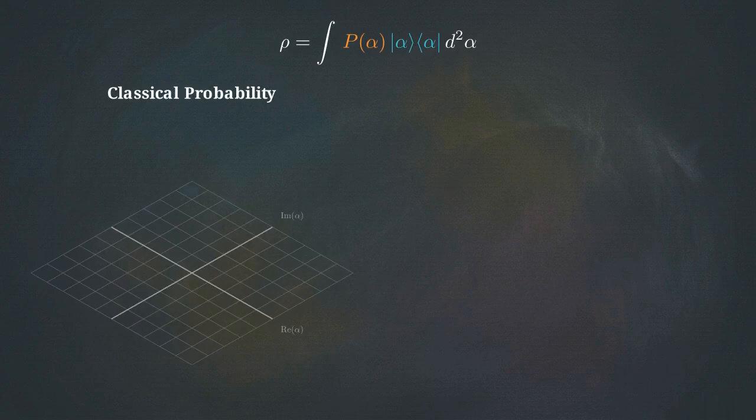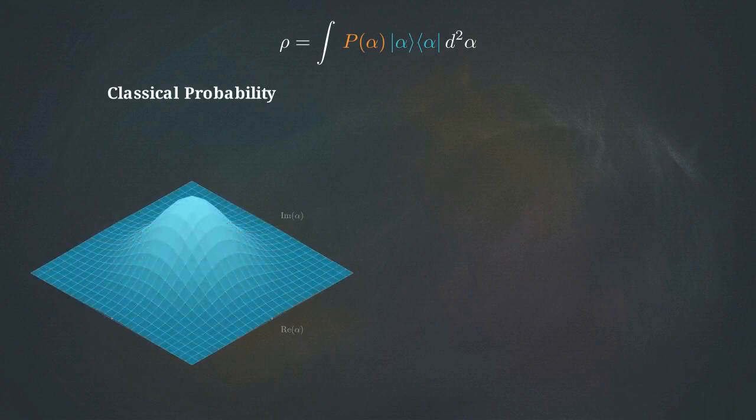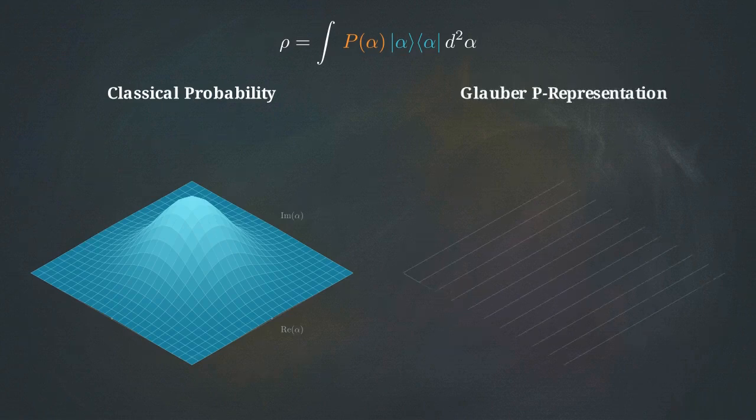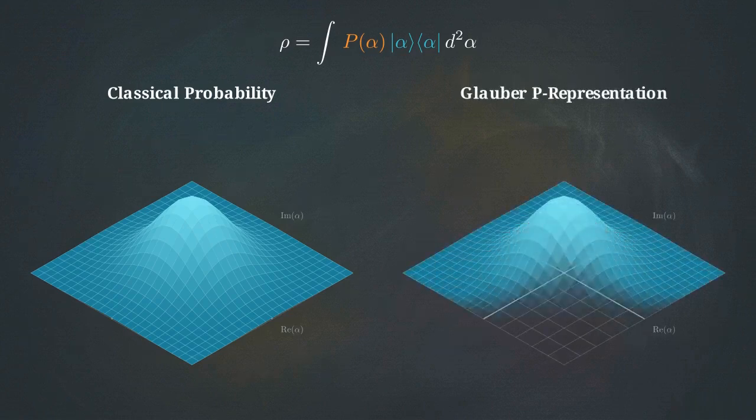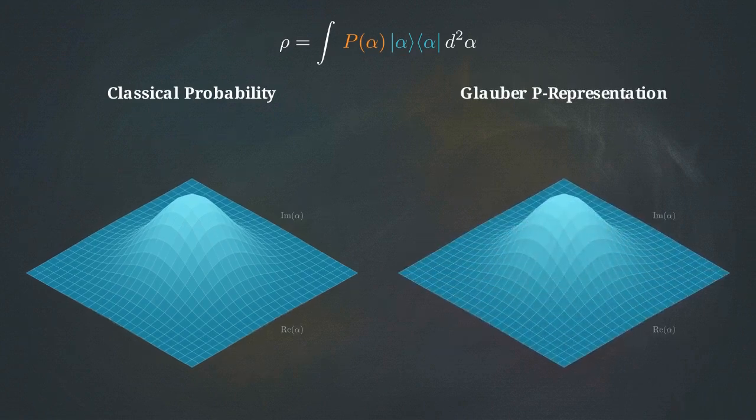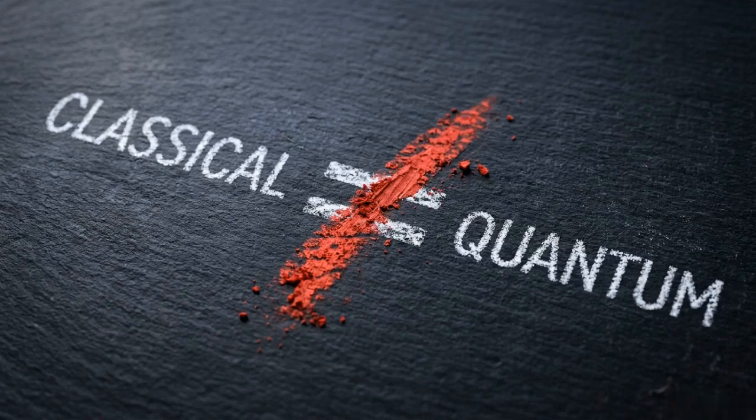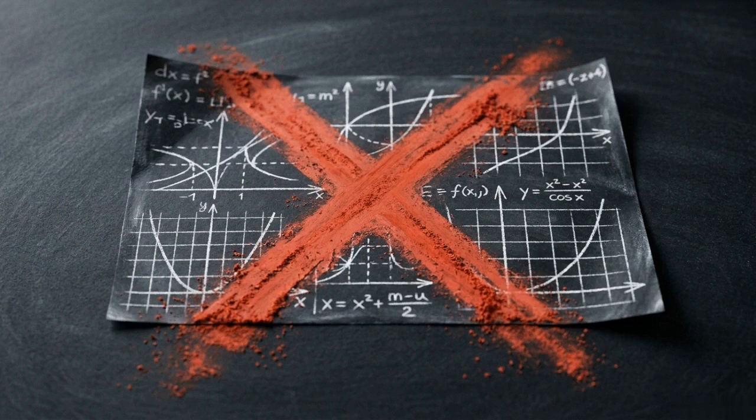This side-by-side comparison shows a classical probability distribution of field amplitudes on the left and the Glauber P of alpha function on the right. They look visually identical. This visual similarity led to immediate disputes. Physicists like E.C.G. Sudarshan argued that the existence of this function proved a complete equivalence between classical and quantum photon statistics. That equivalence is mathematically false. P of alpha is an intrinsically quantum mechanical structure.